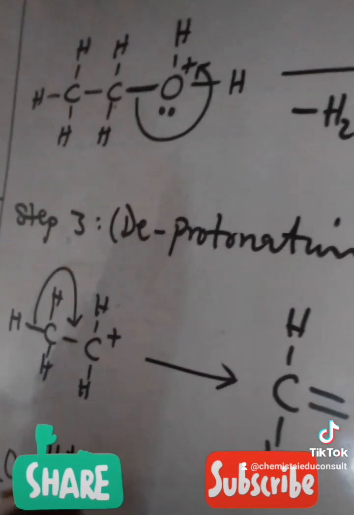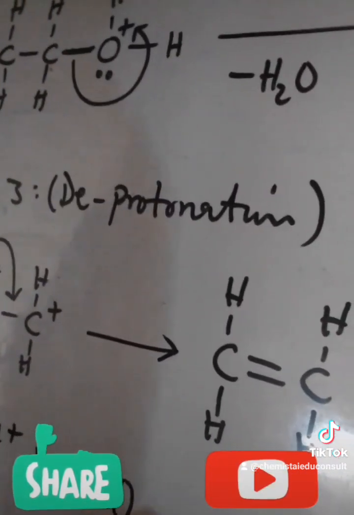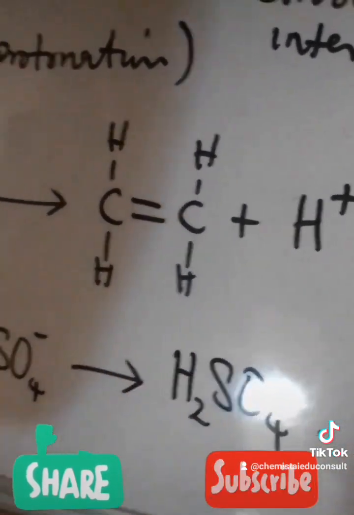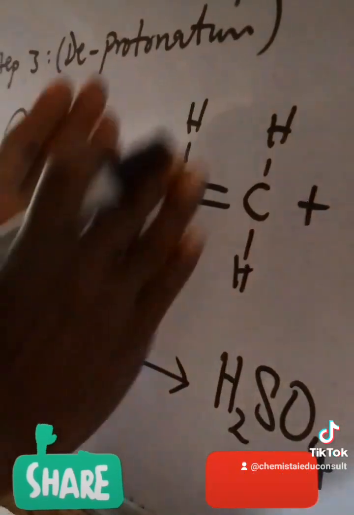Now this proton will be attracted by, remember, the acid lost a proton at the beginning of the reaction. The proton will reunite with the hydrogen sulfate ion of the acid to reproduce the acid, H2SO4. Once this acid is reproduced, the equilibrium will now shift to the right, and we now have more formation of ethene. And this is the end of the reaction, where ethene is produced from ethanol.